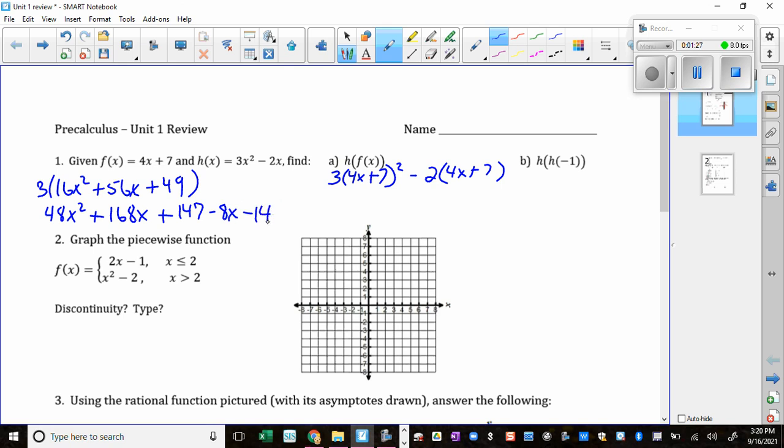So my final answer there is going to be 48x squared plus 160x, and then plus, it looks like 133.